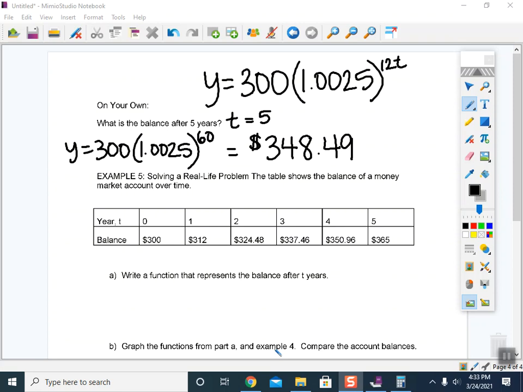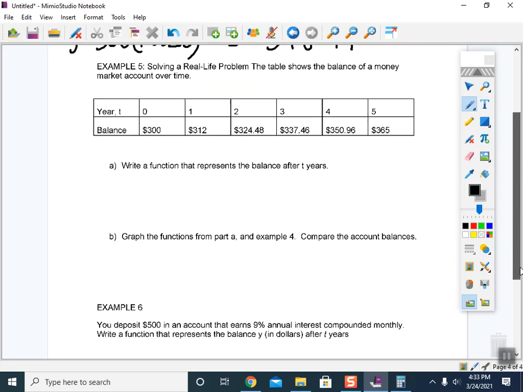Okay, example 5. So now we're kind of shifting gears a little bit. We're going back to exponential growth and decay. So the table shows the balance of money in a market account over time. So I'm going to take account of what I know. First of all, I'm noticing that these values are increasing. So I know that this is going to be exponential growth. So right away I'm going to make sure that I have that equation for exponential growth: 1 plus r to the t.